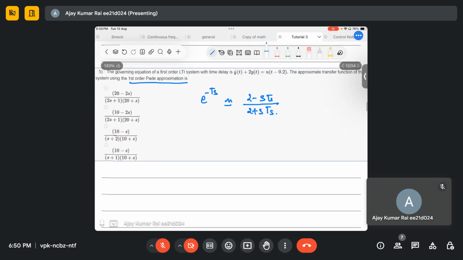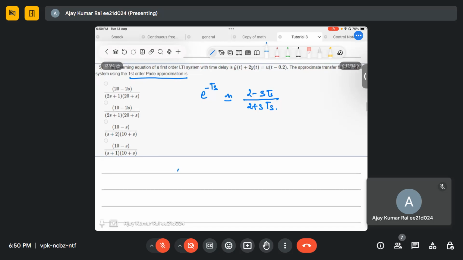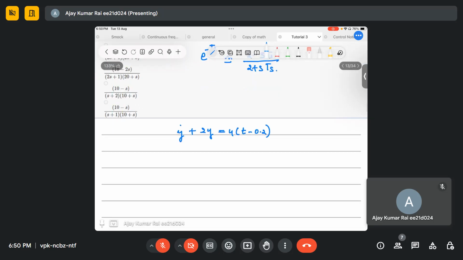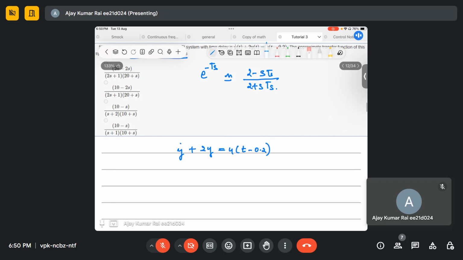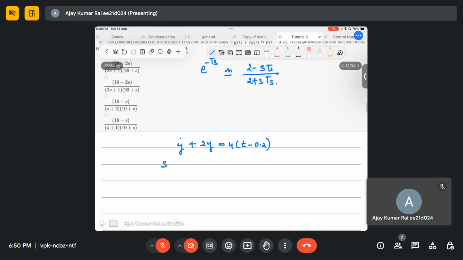Okay, so let me first write the equation. We have to find out the transfer function. y dot plus 2y equal to u. Input is delayed by 0.2 seconds. Okay, so let's find the Laplace transform for this. So initial conditions will be equal to 0.